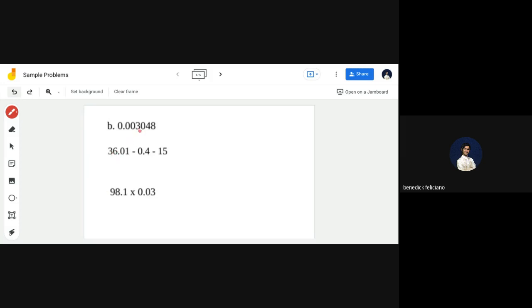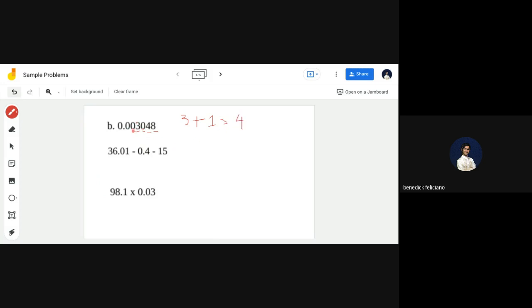So first is 0.003048. The very first trick that I always use in identifying the number of significant figures is to identify first all non-zero digits. So we have 3, 4, and 8, meaning we already have 3 significant figures. Next is to identify all zeros between those non-zero digits. So we have one 0 there, and we will add it immediately. So we already have 4 significant figures.